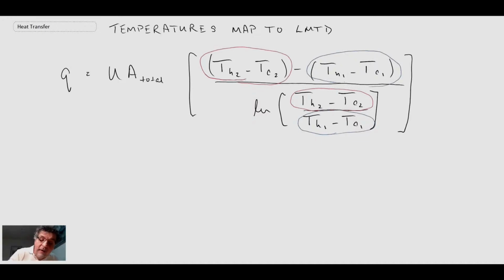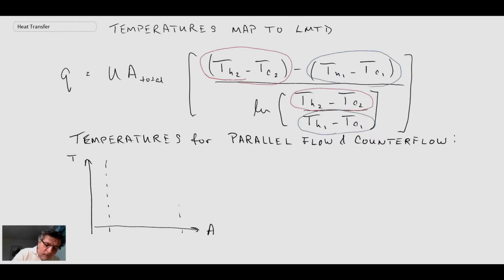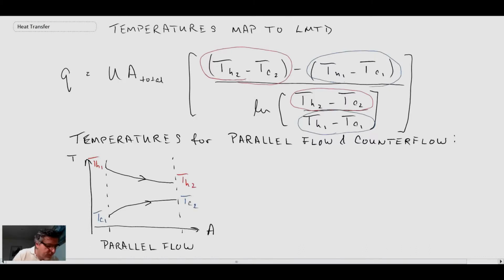But what we're now going to do is go back, and really this was in the derivation, but I'm going to summarize it again and figure out what these temperatures are and how they map to where we are in the exchanger. So if we're dealing with a parallel flow heat exchanger, this is T hot 1 and this is T hot 2, and this is T cold 1 and T cold 2. So that is the way that we designate the temperatures for a parallel flow double pipe.